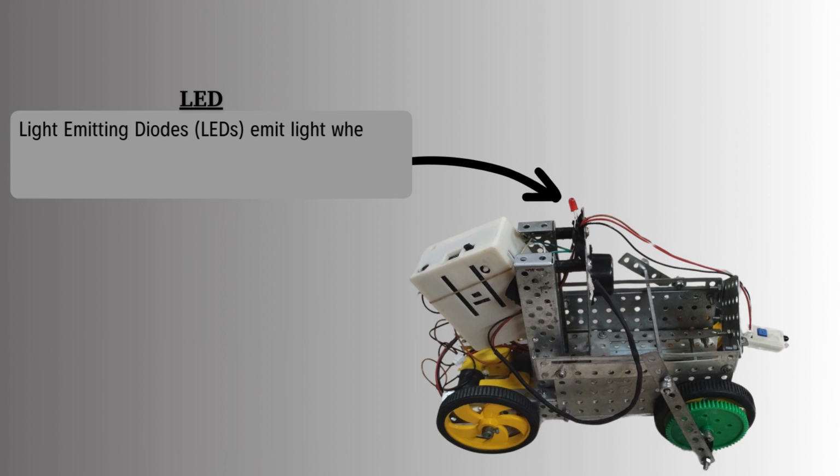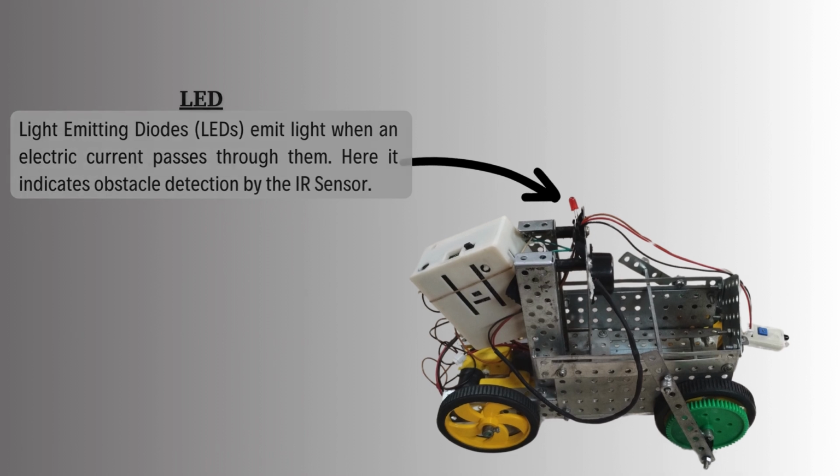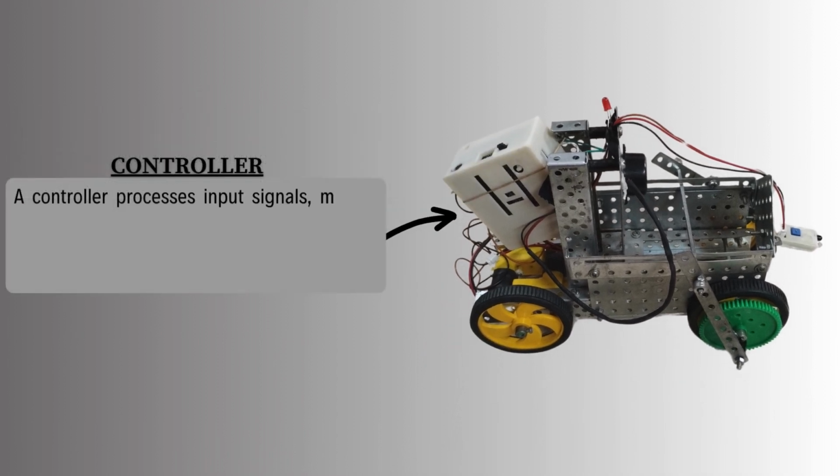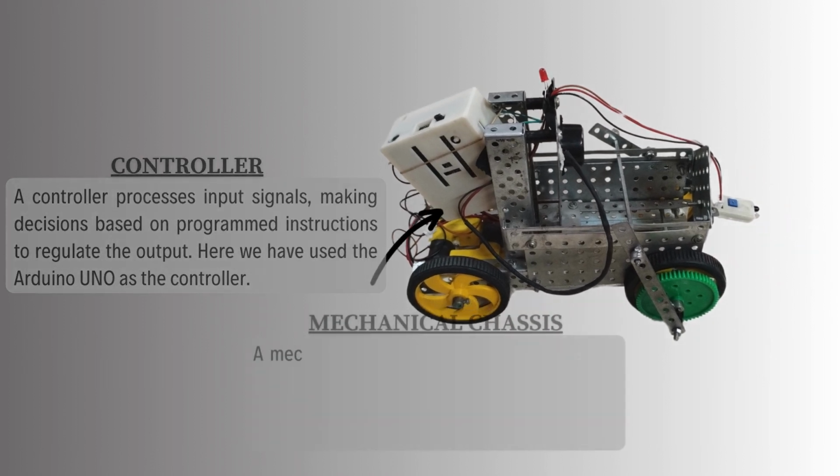LED. An LED or light emitting diode is a component that emits light. Here it indicates obstacle detection by the IR sensor. Controller. A controller processes input signals, making decisions based on programmed instructions to regulate the output. Here we have used the Arduino Uno as the controller.